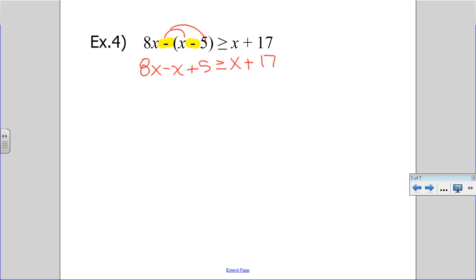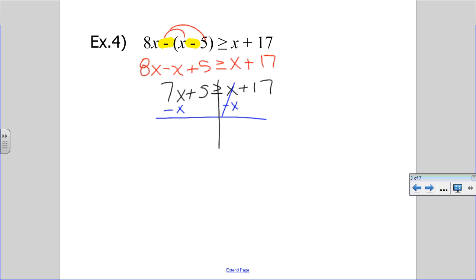Dominique, what should be my next step? Good job. Take 8x minus x. We get 7x plus 5 is greater than or equal to x plus 17. Hooray! What should be my next step? Good job. We want to move this right-hand side over to the left-hand side.